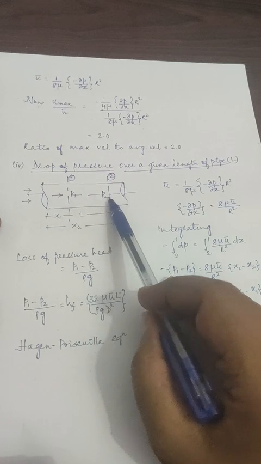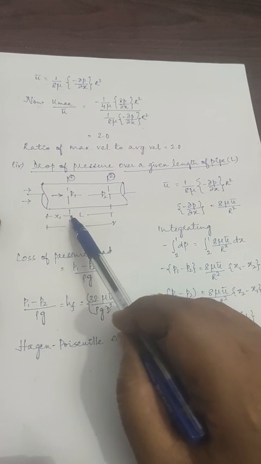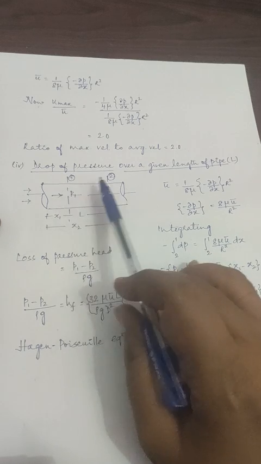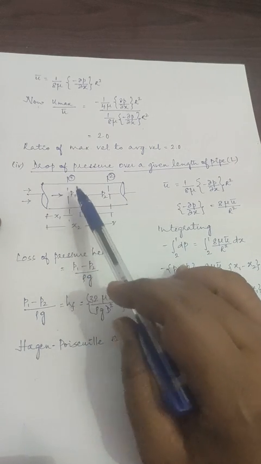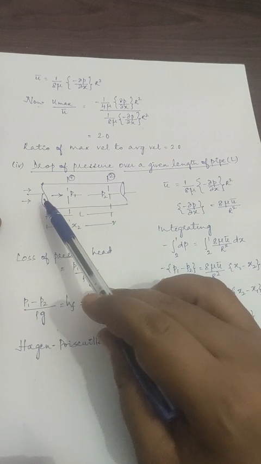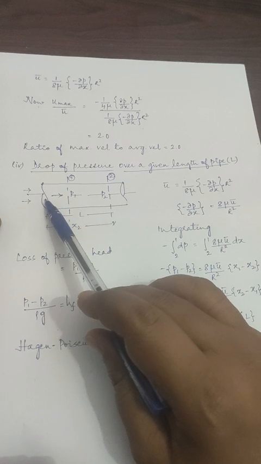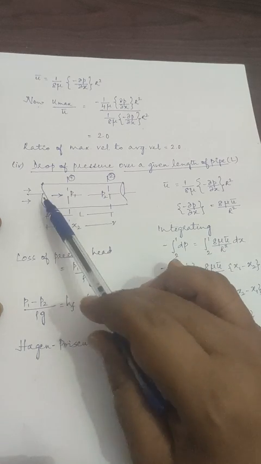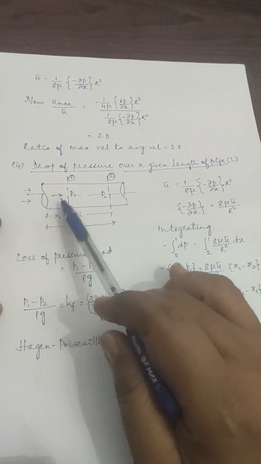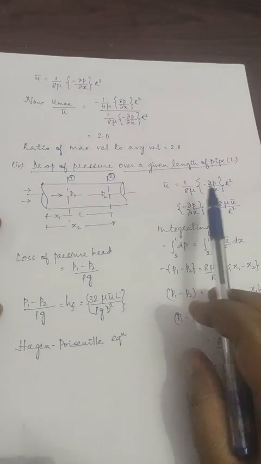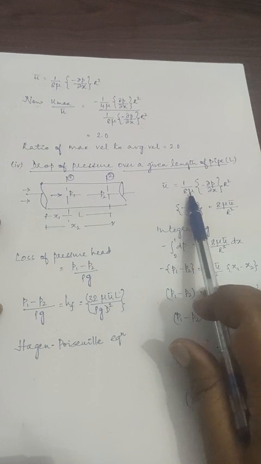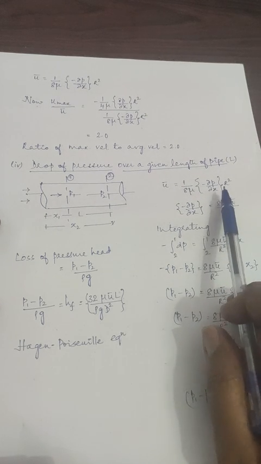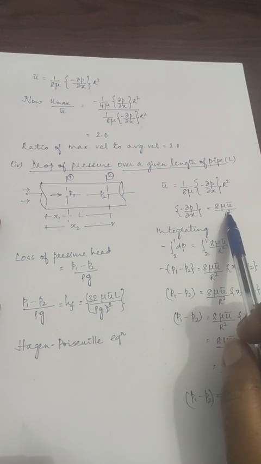Now I am taking two sections 1 and 2 with a difference of L, that is, the distance between these two sections 1 and 2 will be capital L. Section 1 is taken at a distance of x1 from the inlet, that is the entry of the fluid into the pipe, and section 2 is at a distance of x2 from the inlet. Now we know the average velocity is 1 by 8 mu into minus del P by del X into capital R square. Just rearranging the terms, we have this.